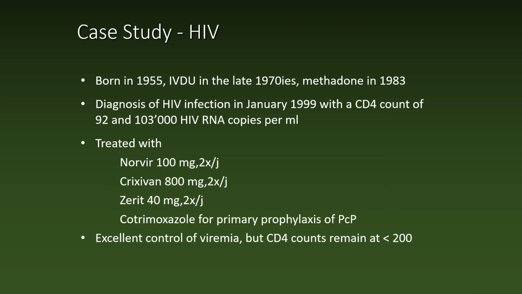The patient was born in 1955. He was an IV drug user in the late 1970s and started methadone maintenance in 1983. He was diagnosed with HIV in January of 1999 with a CD4 count of 92 and 103,000 HIV RNA copies per ml, treated with Norvir, Crixivan, and D4T, and also with cotrimoxazole for primary prophylaxis of PCP. He had an excellent control of his viremia, but the CD4 counts remained stubbornly below 200.